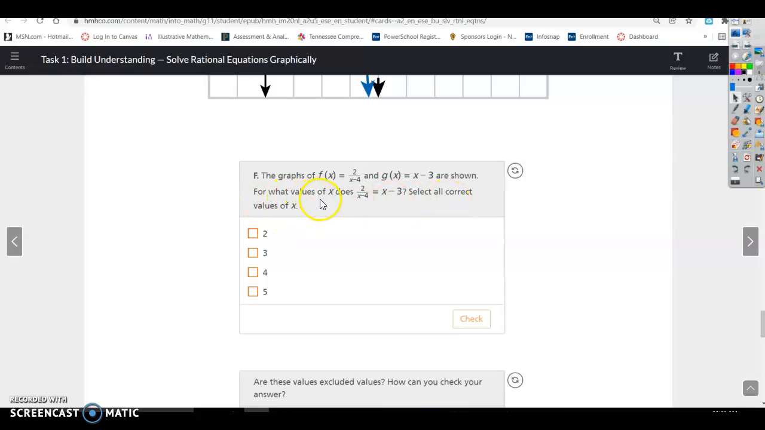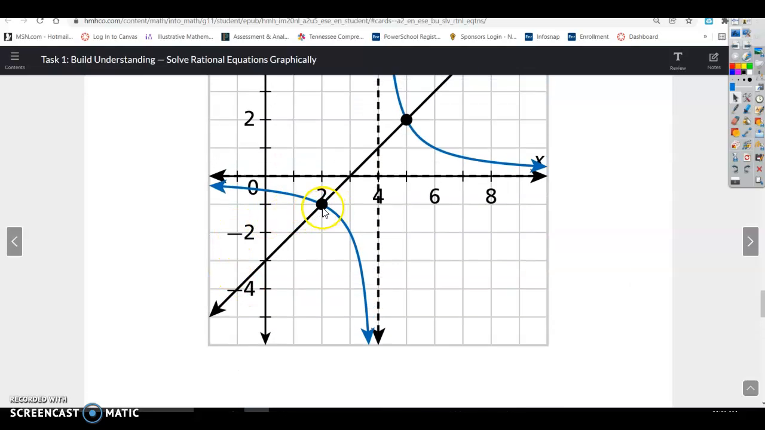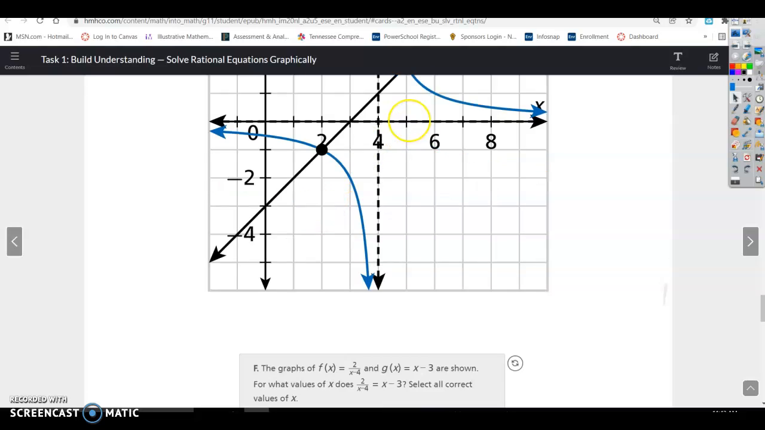So it says for what values of x does 2 over x minus 4 equal x minus 3? So that means where do they intersect? And we already saw they intersect at x equals 2 and x equals 5.